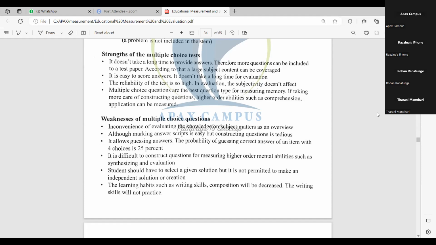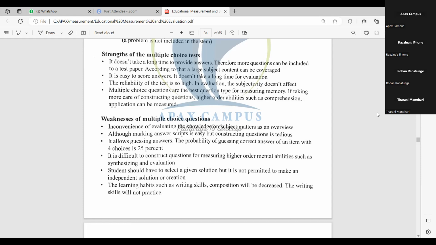It allows guessing answers. The probability of guessing the correct answer of an item with 4 choices is 25%. As I told you about the binary choice, there's always a 50% possibility of getting it right. Now here it is 25%. If there are 4 choices, you still have a chance of getting 25% correct, even though you don't have any knowledge. And there can even be items with 5 options. Then there's only a 20% possibility of getting it correct.